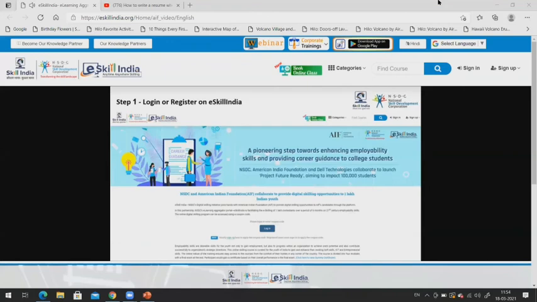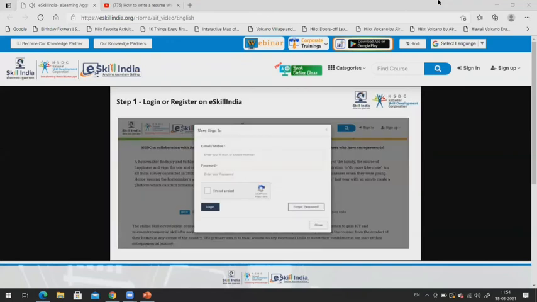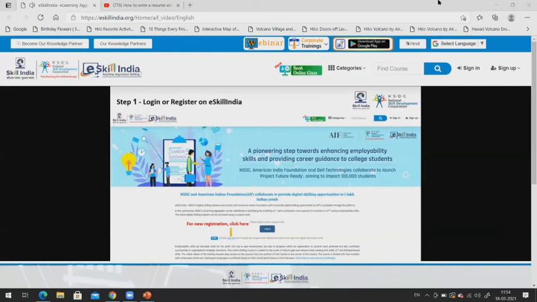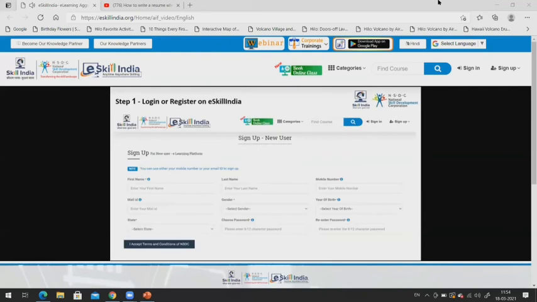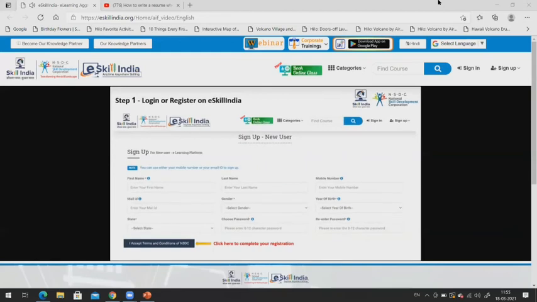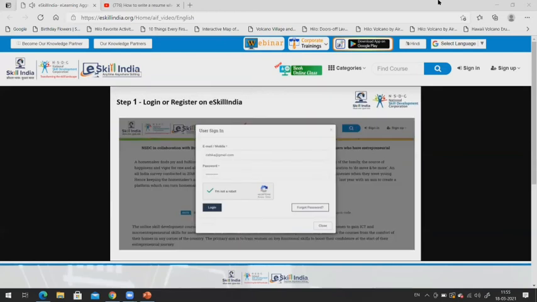If you have registered yourself before, you can log in and continue. But if you are a new user, click on sign up, fill all the details. You will need to verify your phone number or email ID. Once verified, click on I agree to terms and conditions. You have now completed the registration process. Now you can log in and enroll in the course.